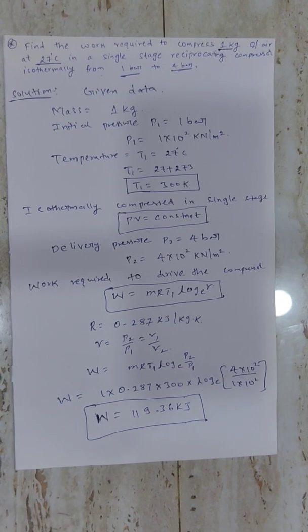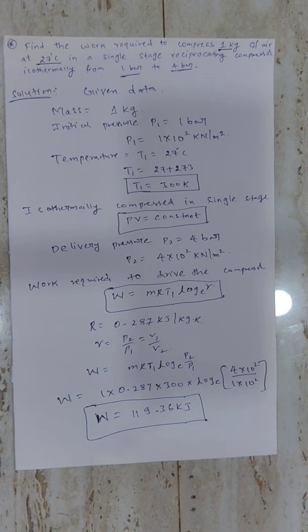The mass is 1 kg and the initial pressure P1 is equal to 1 bar, that is 1 into 10 square kilonewton per meter square. The temperature T1 is equal to 27 degrees, which we convert into Kelvin, that is 300 Kelvin. It is isothermally compressed in a single stage, that is PV is equal to constant. Next, the delivery pressure P2 is 4 bar, that is 4 into 10 square kilonewton per meter square.